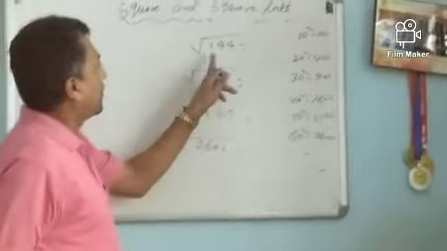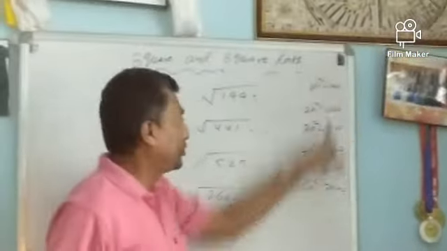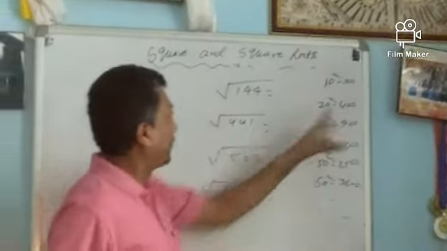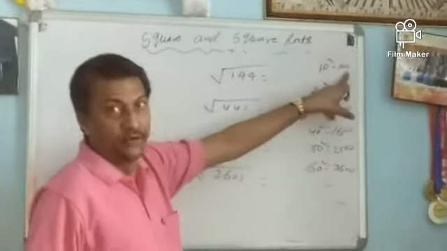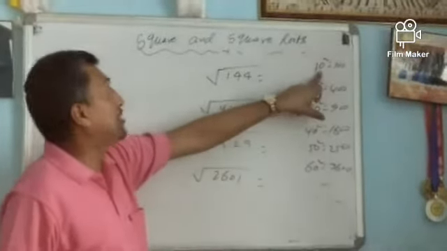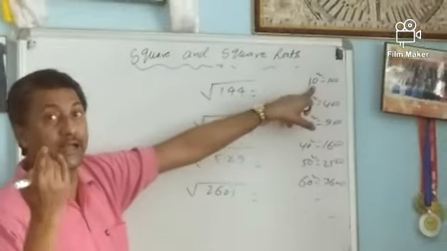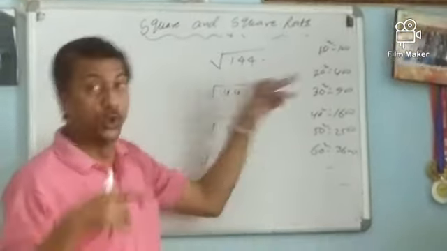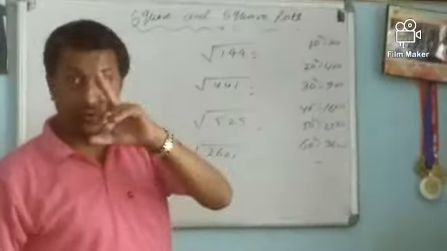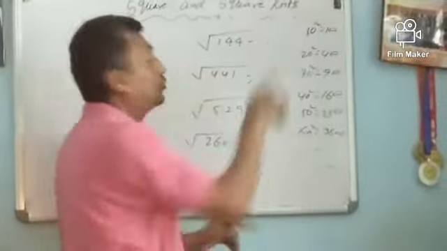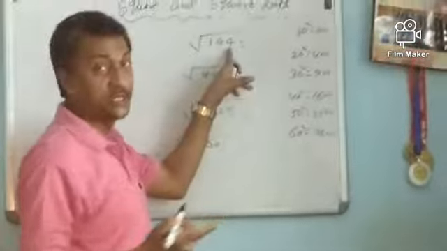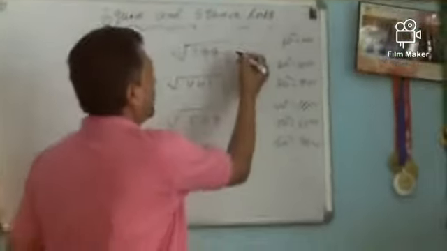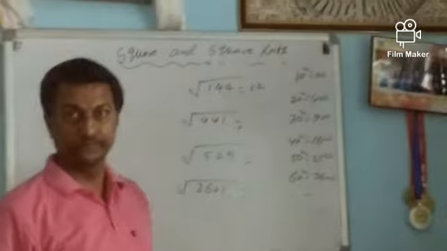See here, 144 is near to which number? It is clear, 144 is near to 100. So after 10 which number comes? 11. What is the last digit? 1. 1 one is 1. 1 is there? No. So after 11, 12. After 12, 2 2s are 4. See, 4 is there. That means the square root of 144 is 12.